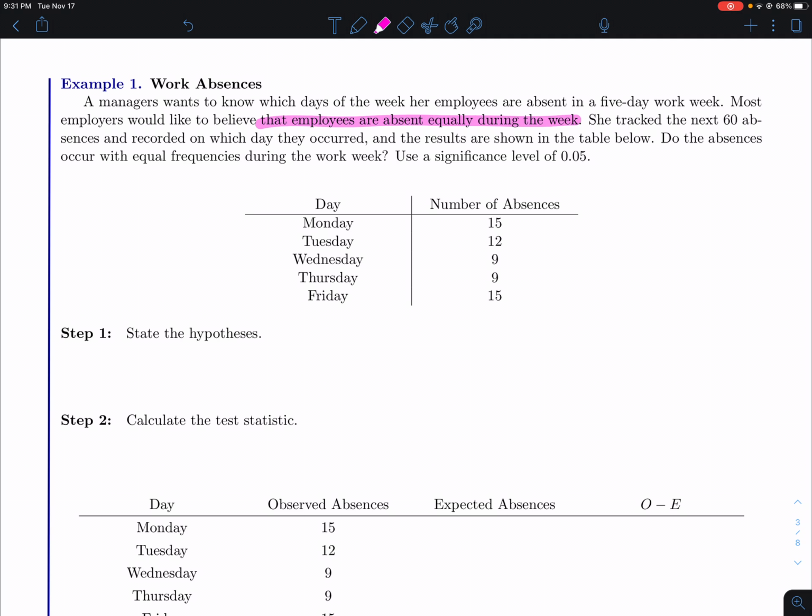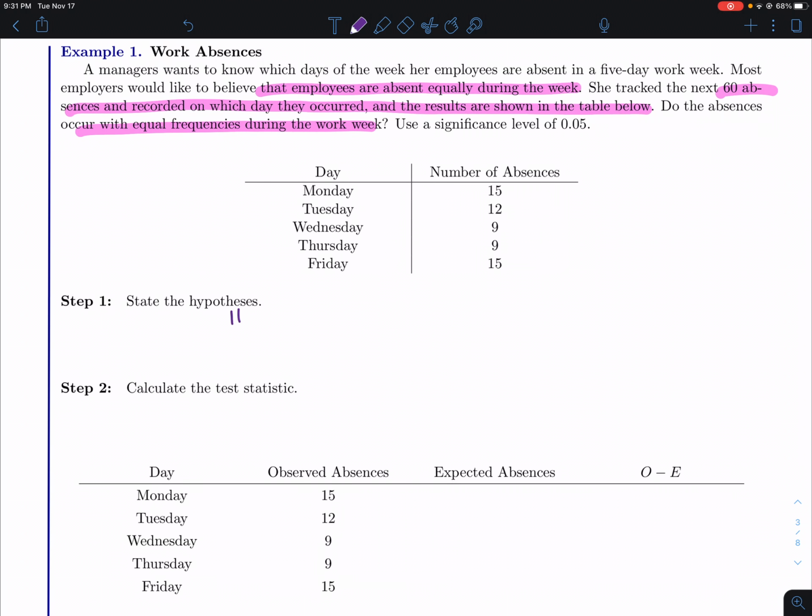So she tracked down the next 60 absences and recorded on which day they occurred, and the results are shown in the table below. Do the absences occur with equal frequencies during the work week in this case? So in this case, state the hypothesis.